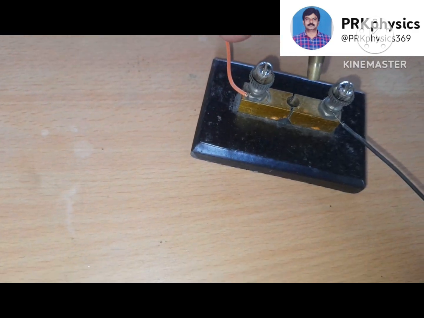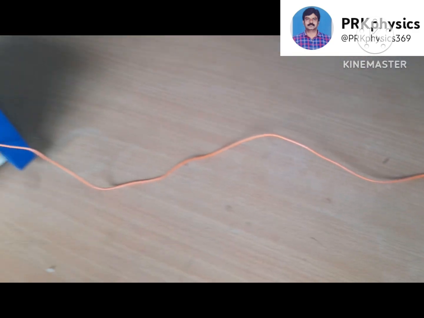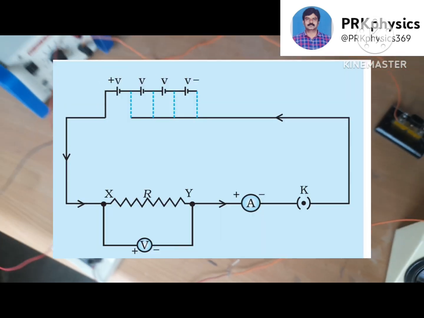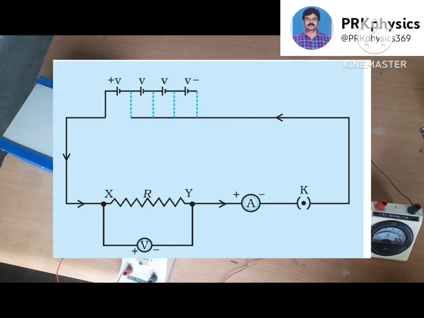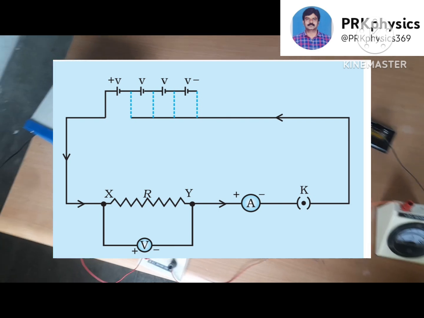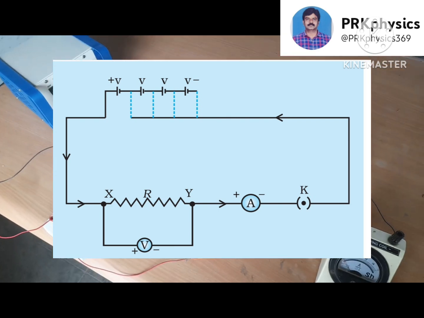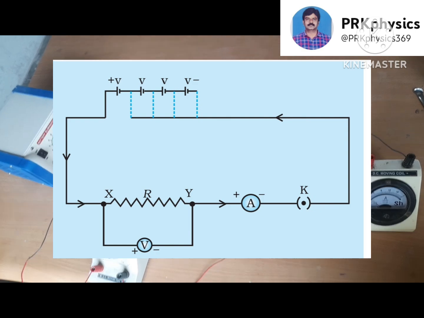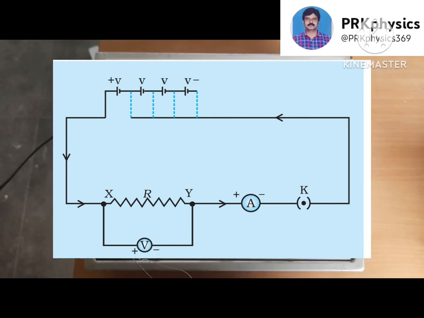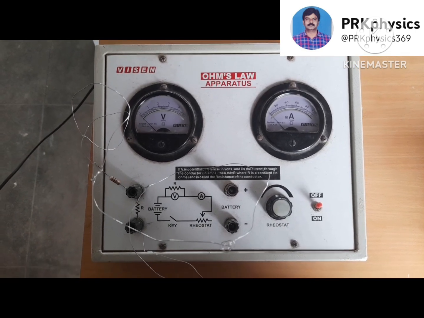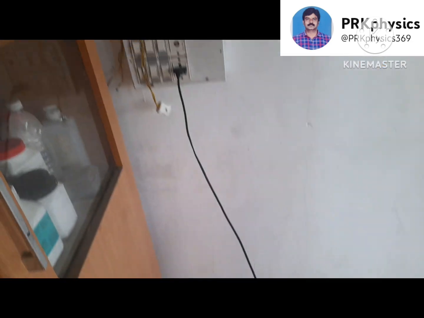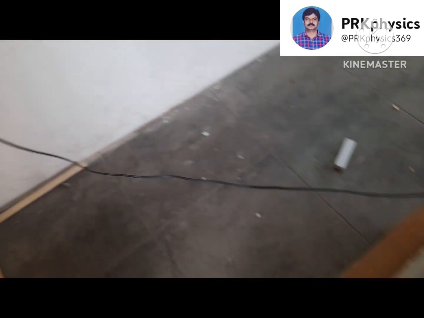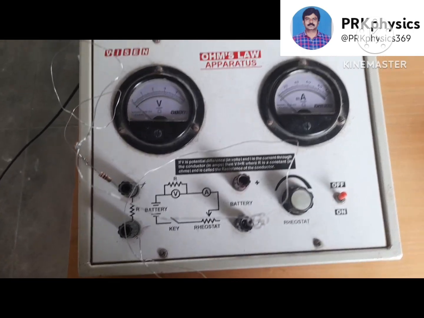Here we used a plug key as a switch. Another terminal of the plug key is connected to the battery eliminator. This completes the circuit setup of Ohm's law. Instead of connecting all these things, we have a complete Ohm's law setup. In this setup, we have the voltmeter, ammeter and battery eliminator, all embedded in this system.